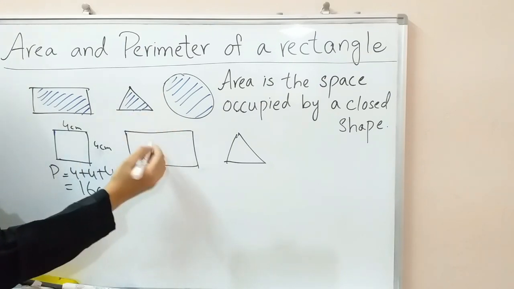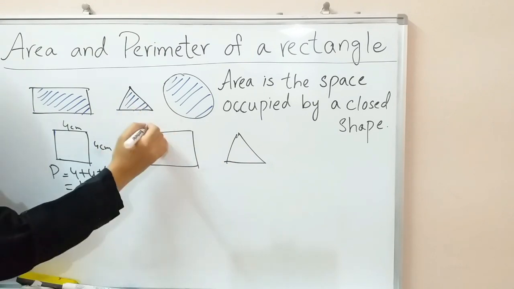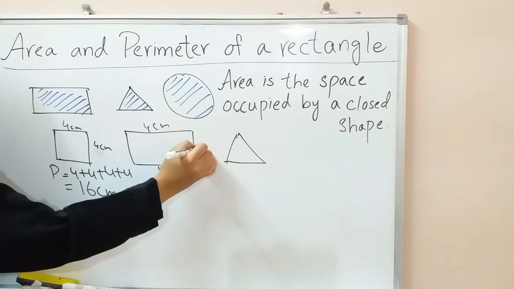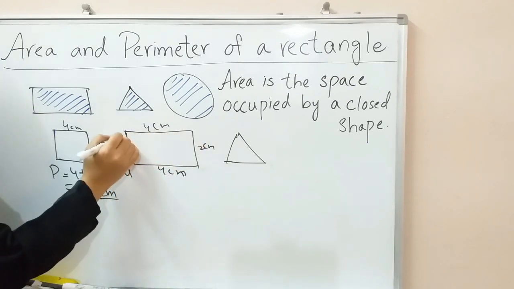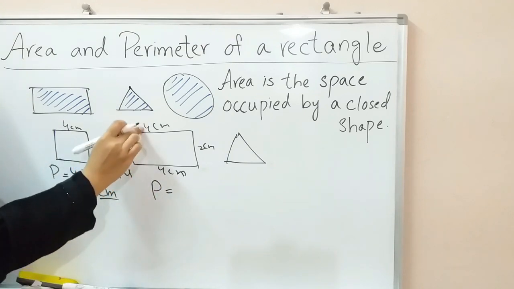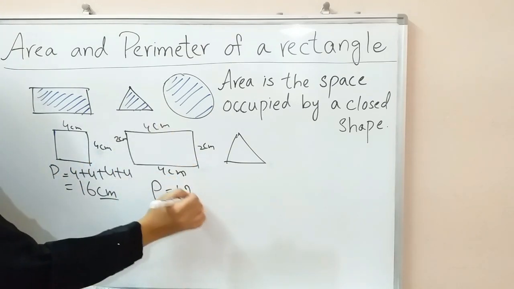And for example, if you have this rectangle and its length is 4 centimeters and its breadth is 2 centimeters and 2 centimeters, what will be its perimeter? Its perimeter will be 2 plus 4 is 6, 6 plus 2 is 8, 8 plus 4 is 12 centimeters.